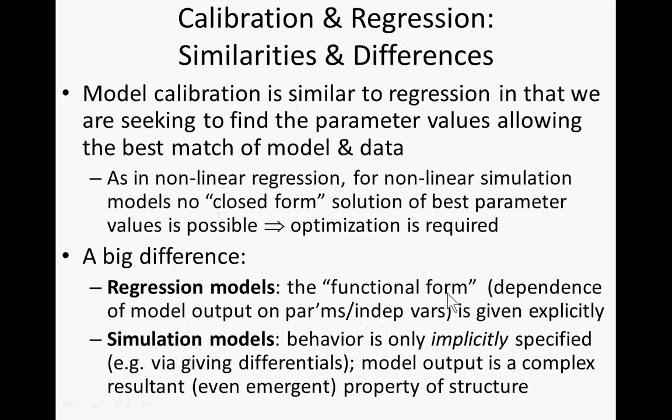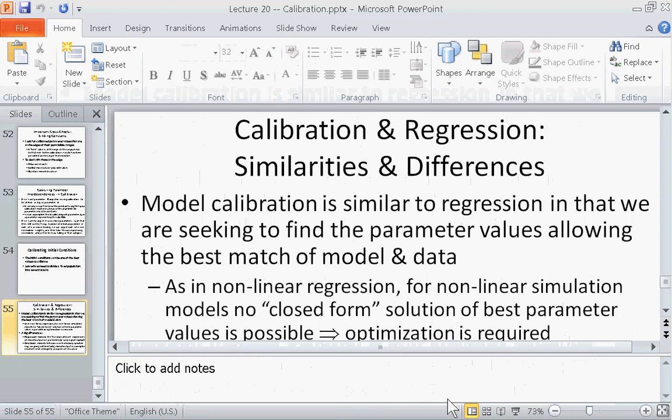I also have some very naive comments on differences from regression. In a lot of regression, we have some functional form that we're trying to fit, such as the form associated with a logistic regression that we impose. In a simulation model, the behavior is only implicitly specified: given via differentials, or in agent-based models, with state charts and other components. Model output is a complex, emergent property of structure. So in a way it's like regression, in the sense that it's curve-fitting, but with a functional form that isn't specified explicitly and emerges from model operation, and we're trying to match that. Could you argue it's a form of nonlinear regression? Maybe it is, but I can't speak to that with complete authority.